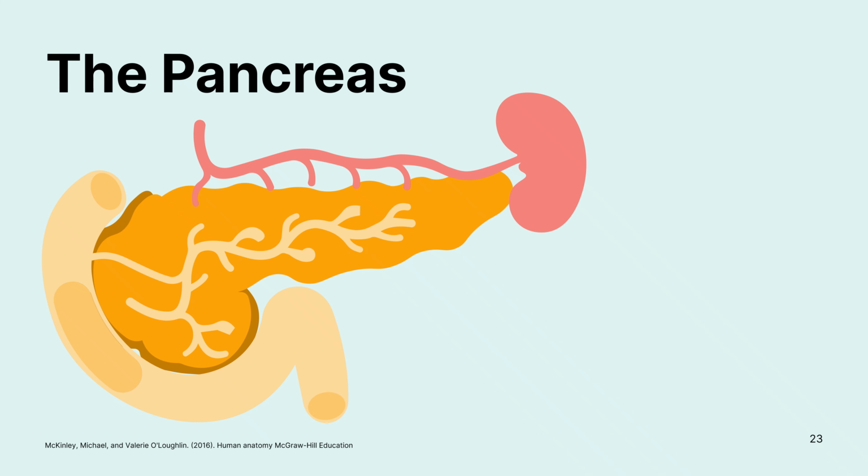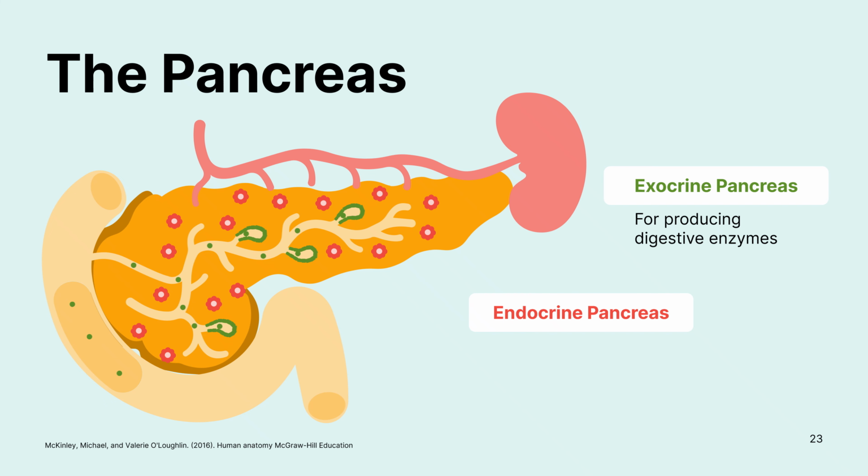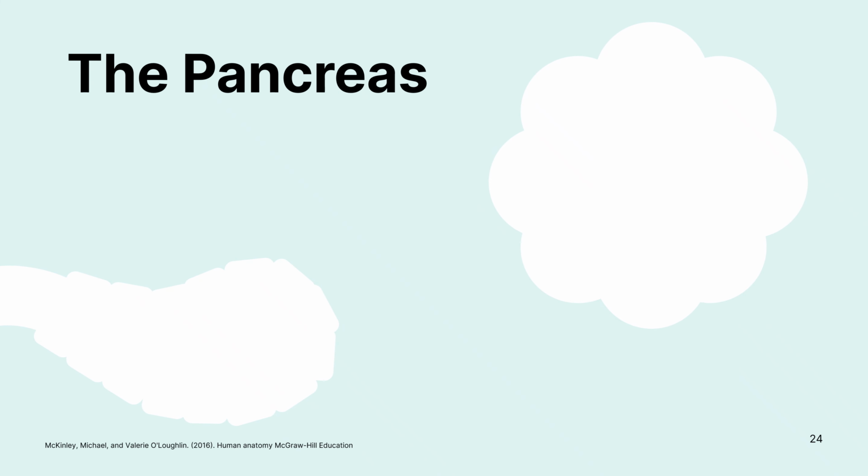There are 2 distinct functional components within the pancreas. First, the exocrine pancreas, the larger portion responsible for producing digestive enzymes. These enzymes are secreted into the duodenum via the pancreatic duct, where they aid in the digestion of food. Second, the endocrine pancreas, consisting of clusters of cells called the islets of Langerhans, that secrete hormones directly into the bloodstream. The pancreas consists of several distinct cell types that contribute to its exocrine and endocrine functions.